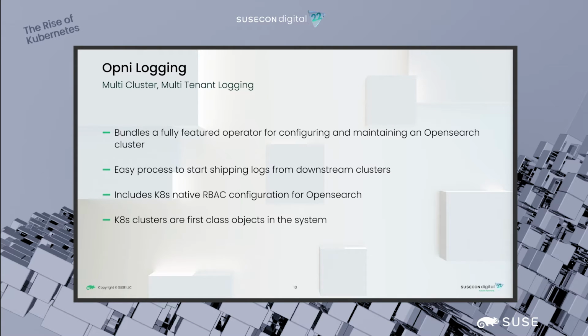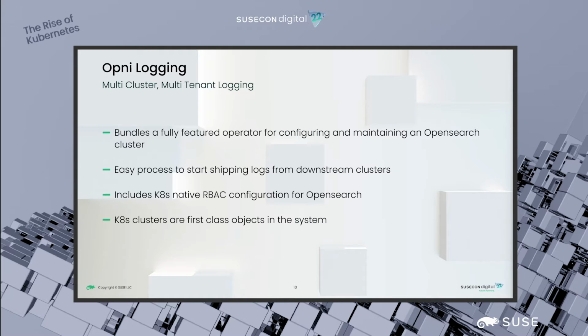Opni is based on OpenSearch. OpenSearch is a fork of Elasticsearch after Elasticsearch changed their license, so it was no longer able to bundle Elasticsearch as a truly open source project. It was forked into OpenSearch, which is all under the Apache 2 license.